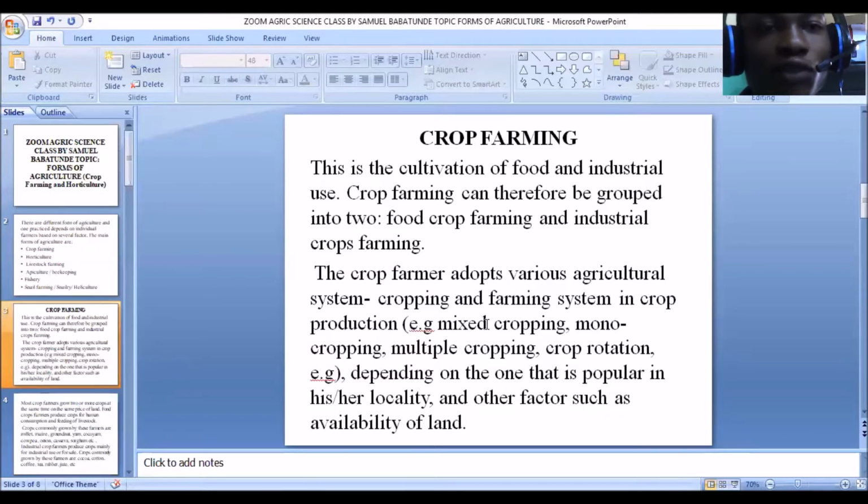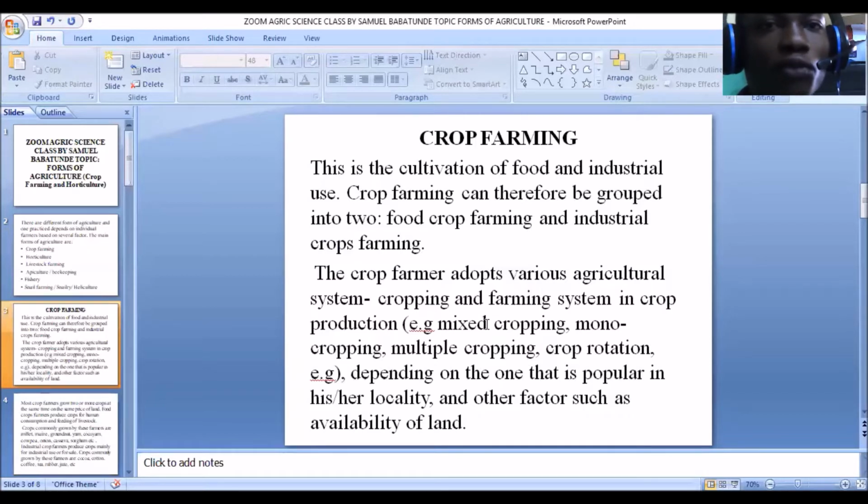Multiple cropping. That is planting of different crops on the same farmland regularly. Like after this, you plant the next one. Maybe after the maize season, next you plant what? You plant your groundnuts, maybe when it's groundnut season, and then again you go for the vegetables. That is what multiple cropping is.